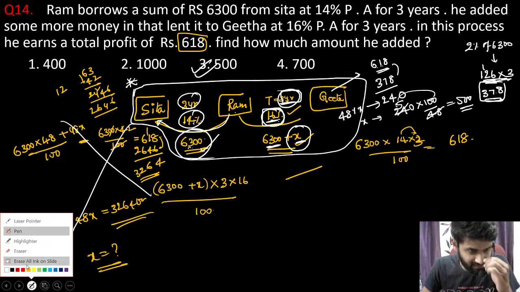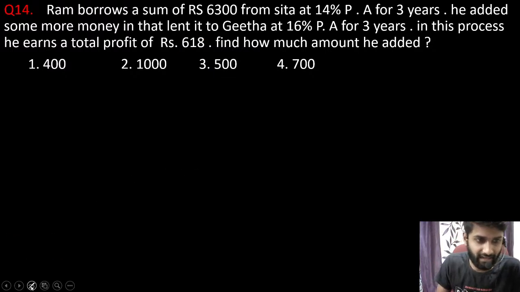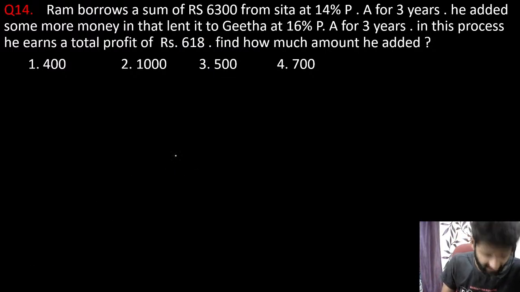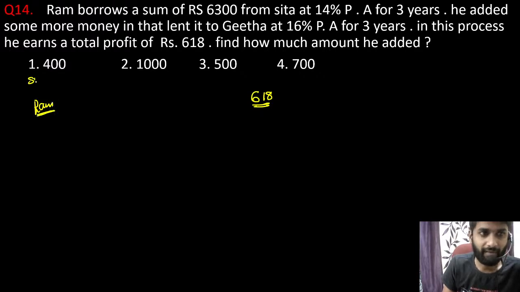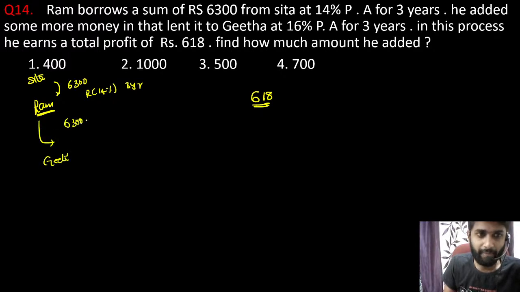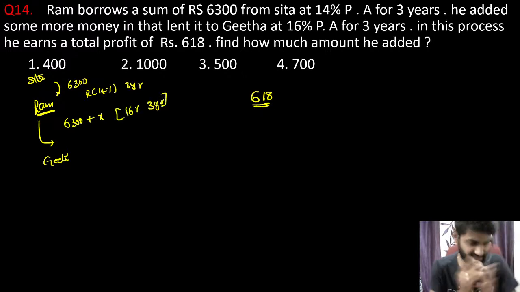Now I can explain theoretically again, clearly. See guys, he earns a profit of 618 rupees. Why can he get 618 rupees? For the first transaction, Ram was taking 6,300 rupees from Sita at a rate of interest of 14 percent for 3 years. He gives some amount to Geeta, 6,300 rupees, plus he adds X rupees at an interest of 16 percent per annum for 3 years. That is the entire story.